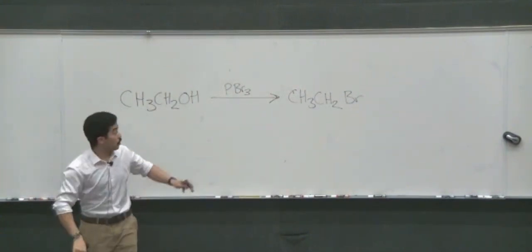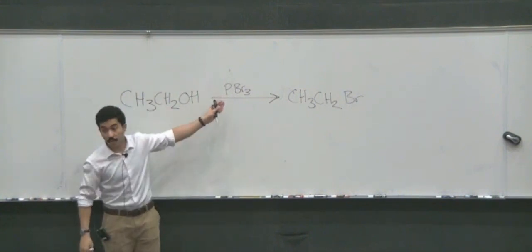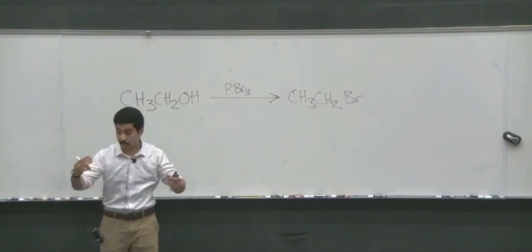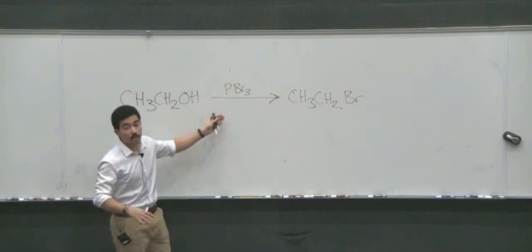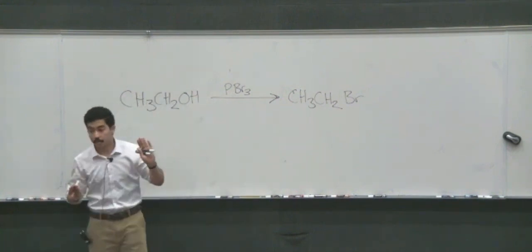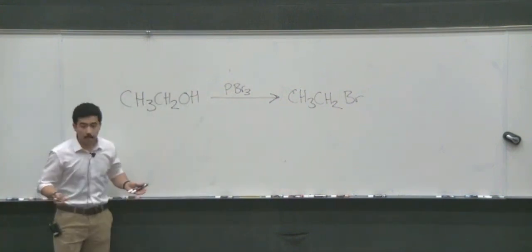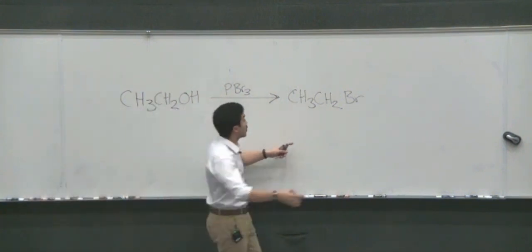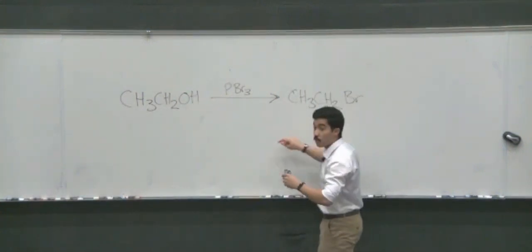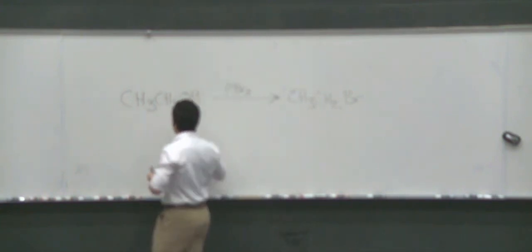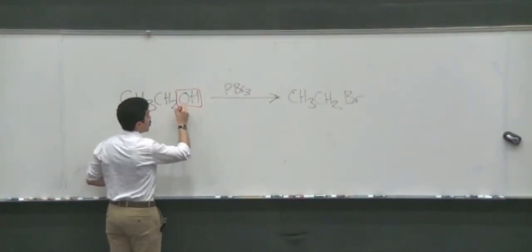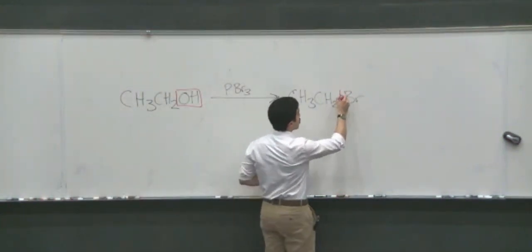How do we do that? We look above and below the arrow. Above the arrow, what do we have? I expect you, PBr3. Below the arrow, nothing. So we're just dealing with PBr3. What's special about PBr3? Well, it has the bromine that we so desperately desire to attach here. And we want to get rid of this OH. So find your functional group, which we found is the OH group, and we're replacing it with Br.